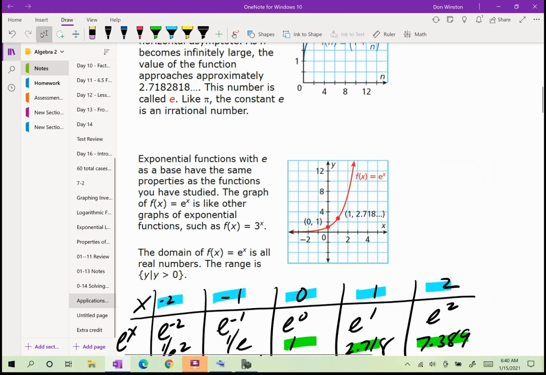Exponential functions with e as a base have the same properties as the other functions we have studied. The graph of f of x equals e raised to the x, like other graphs of exponential functions such as f of x equals 3 raised to the x, has a domain, like the other ones, of all real numbers. The range is y greater than 0. My horizontal asymptote would be y equals 0.